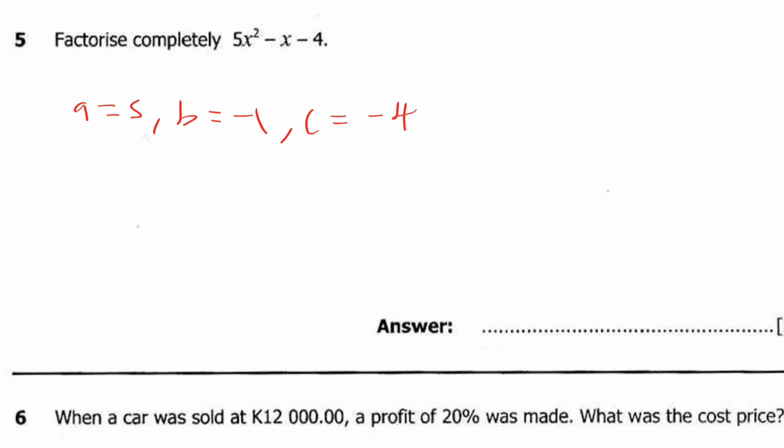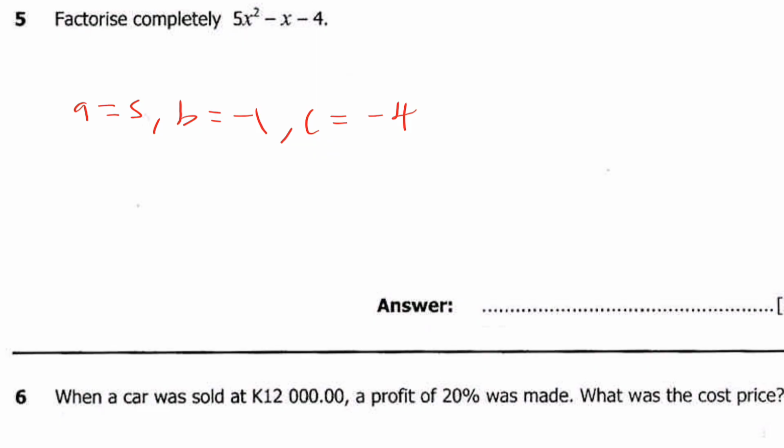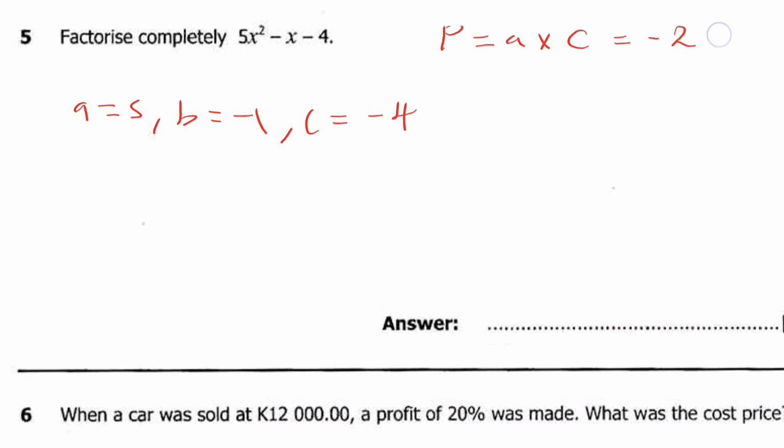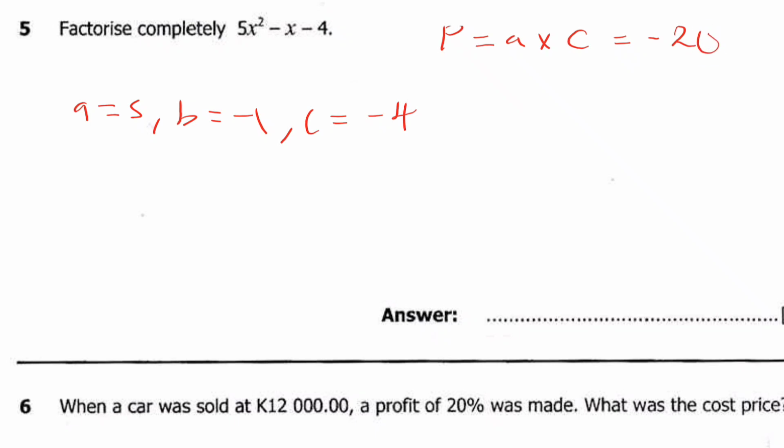So to factorize this, you need to know the issue of products. Okay? So products, we're going to multiply A times what? A times C, which is 5 times -4. What is 5 times -4? We're going to have -20. Okay, -20 as the product. Then the sum is the B, and B here is -1.